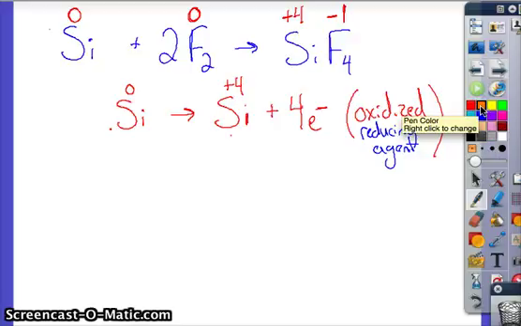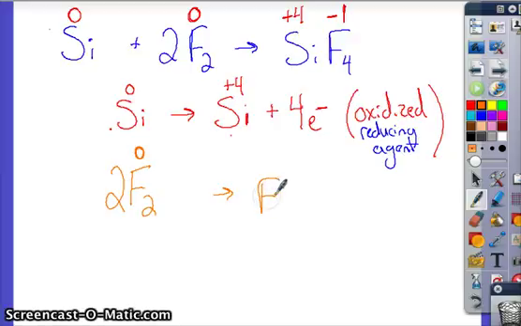The second half of the reaction would involve our F2 molecules. Now we have 2 F2 molecules, and if you look at it, they have a charge of 0 initially, and they're going to a charge of -1. We have 4 of those ions, and I know 4 just by looking at this right here. We know that we have 4 fluorides because of the subscript, so we're going to indicate that we have 4 fluoride ions. Each of them would have to gain 1.